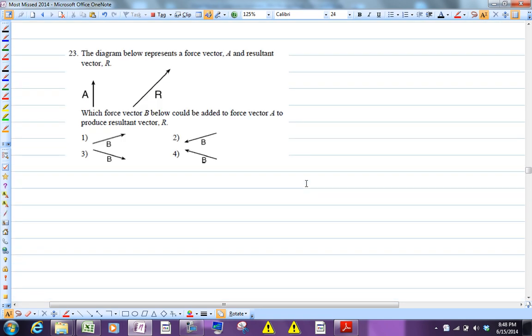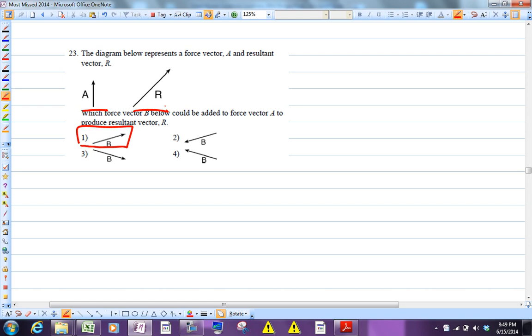23. The answer is B. Now this is a vector question, a vector addition question, but it's a little bit different. Instead of giving you the two vectors and saying add them, they give you one of the vectors and the resultant and find the other. It's like saying 2 plus x equals 5. Instead of giving you 2 plus 3 and solving for 5, they're giving you 2 and they're giving you 5 and asking you to solve for x.